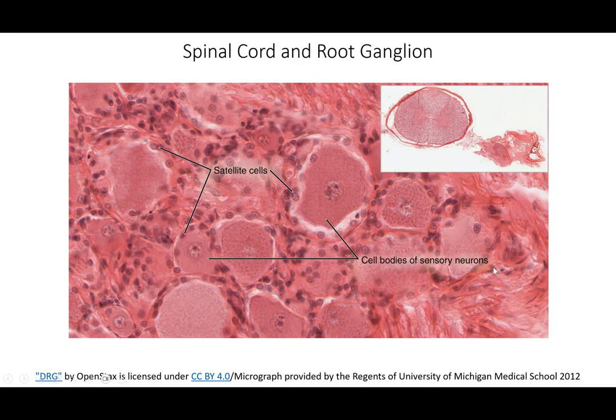Here's another view of that, more zoomed in. So here are cell bodies of the sensory neurons, these larger structures, and then the satellite cells are much smaller, to help out making sure those neurons are staying healthy and in good condition.